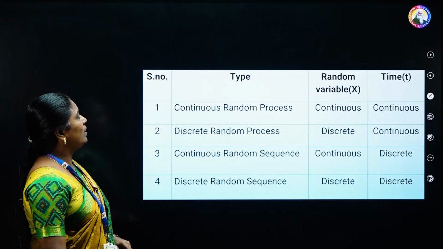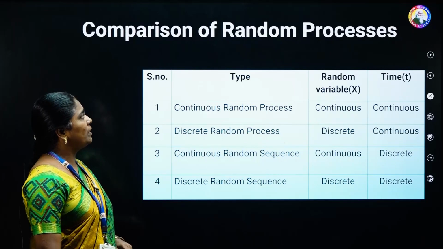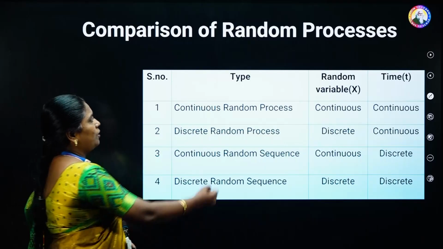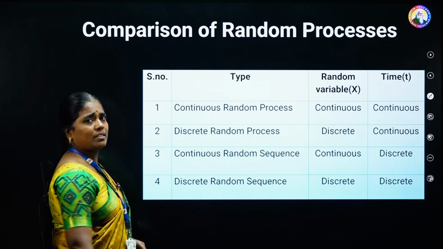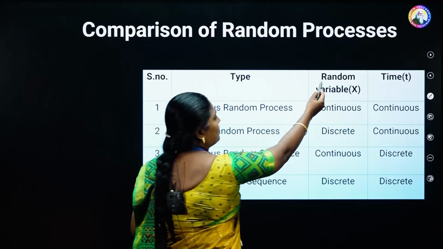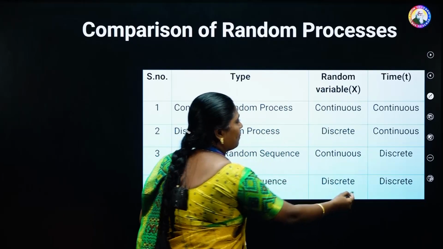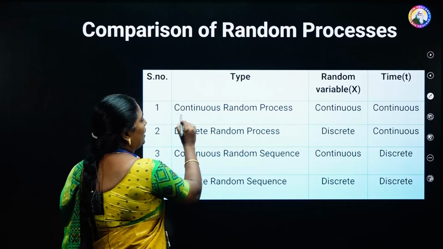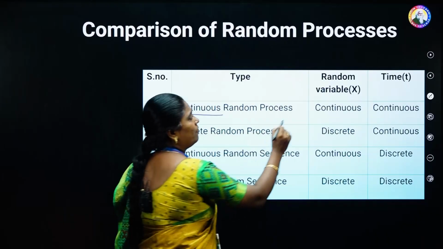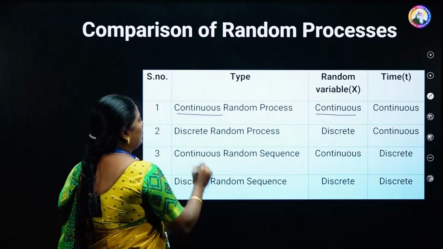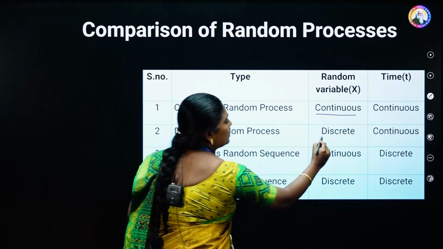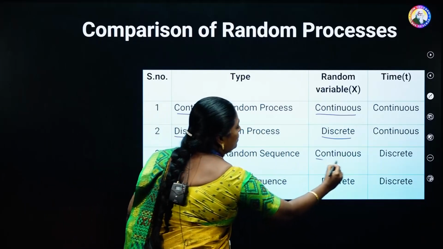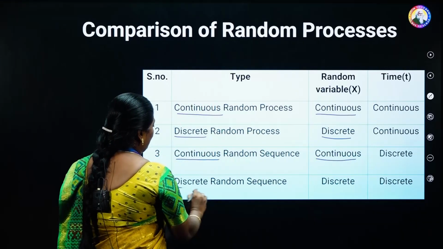Then once again have a glance, what is the difference between all these random processes? These are the four types of random processes. This is a specification for the random variable as well as the time. The first word here, if you see, is continuous. That's why the random variable is also continuous. Here we have discrete, so this is also discrete. The next one is continuous, so this is also continuous. And the next one is discrete.